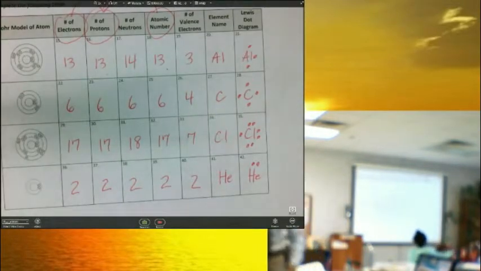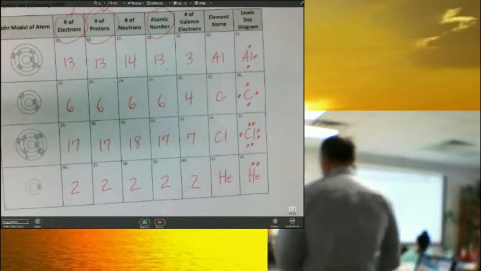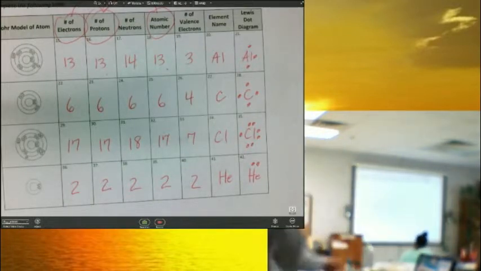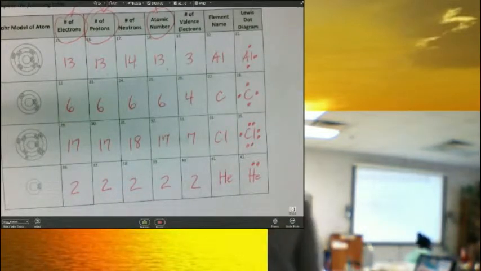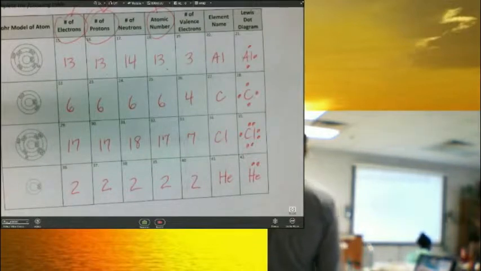But first, we're going to do a quick review. Somebody pick an element between 3 and 18 off the periodic table. Yes, Aaron, which one? Number 5, that would be boron. Boron has 5 protons, and its mass is 5 point something. No, wait, 10 point something.